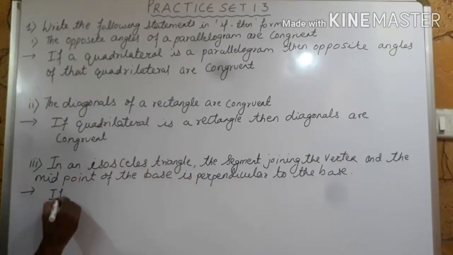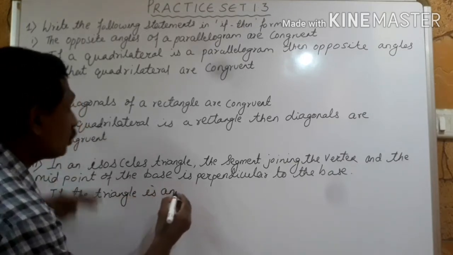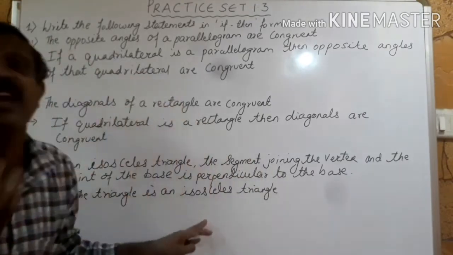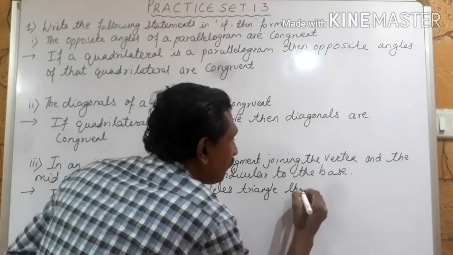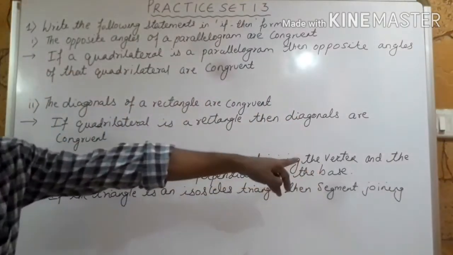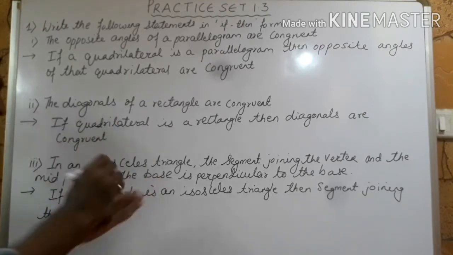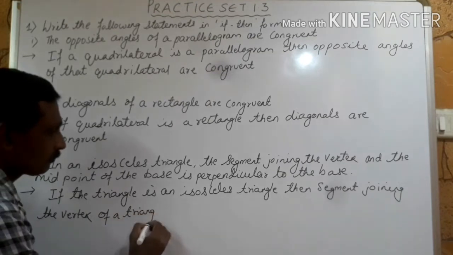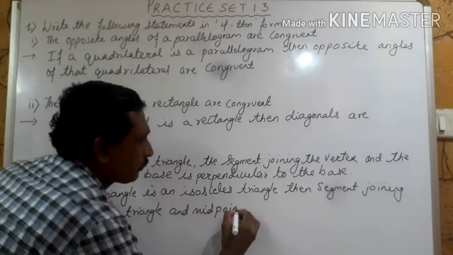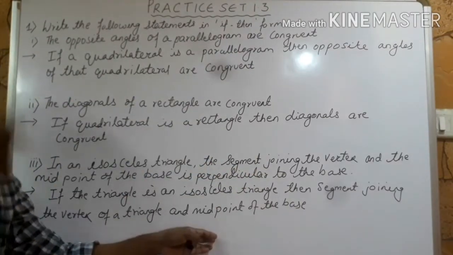So we start, if the triangle is an isosceles triangle, then segment joining vertex of a triangle and midpoint of the base is perpendicular to the base.